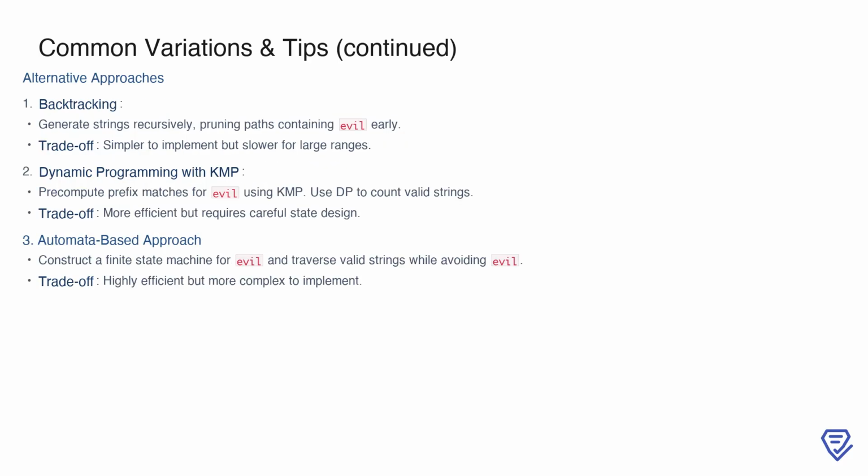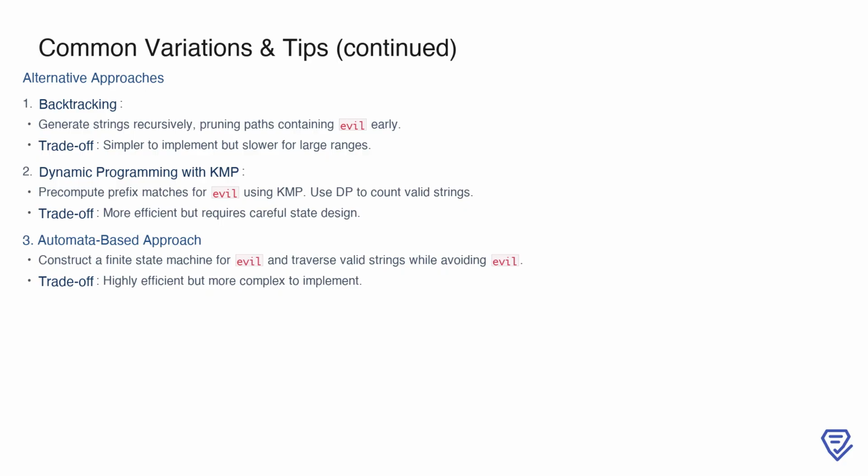There are alternative approaches to solving this problem, each with its own trade-offs. Backtracking is one option, where you generate strings recursively while pruning paths that contain the evil substring early. While this method is simpler to implement, it becomes slow and inefficient for larger input ranges. Another approach is dynamic programming combined with the KMP algorithm. By pre-computing prefix matches for the evil substring using KMP, you can design a dynamic programming solution that is both efficient and scalable. However, this requires careful state management and implementation.